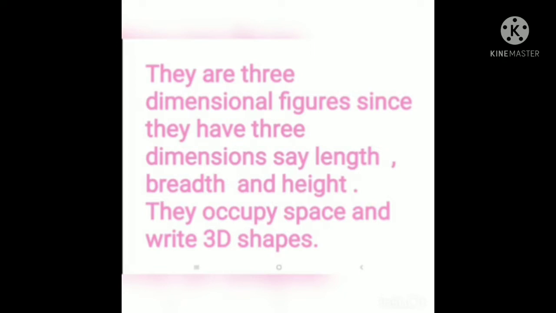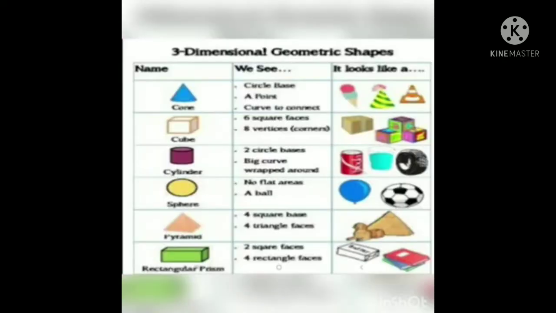Now, I will show you some examples of solid shapes. The first shape is a cone. Some examples of a cone are an ice cream cone, a birthday hat, etc. This is a cube. The very familiar Rubik's cube is an example of a cube. Then cylinder: a soda tin, a glass of water resembles a cylinder. Sphere: the bowl, then balloon.